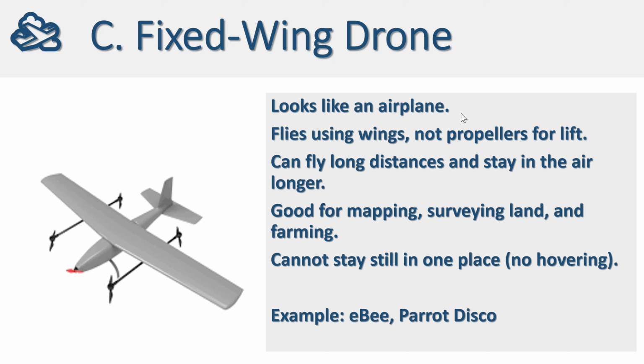Fixed wing drones look like an airplane. They fly using wings, not propellers, for lift. They can fly long distances and stay in the air longer. Good for mapping, surveying of land and farming. They cannot stay still in one place, no hovering. Examples: eBee, Parrot Disco.